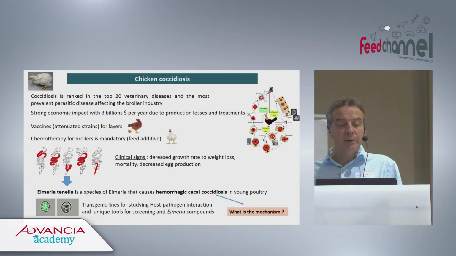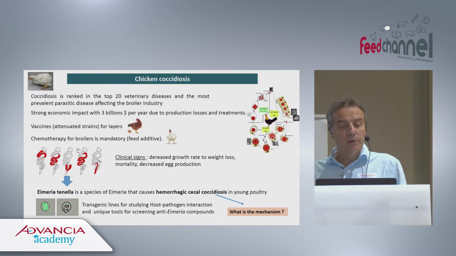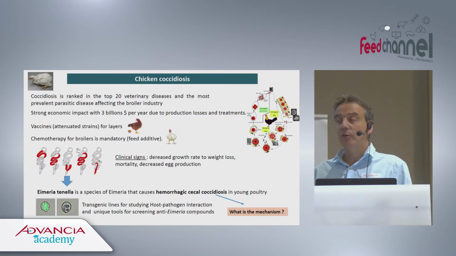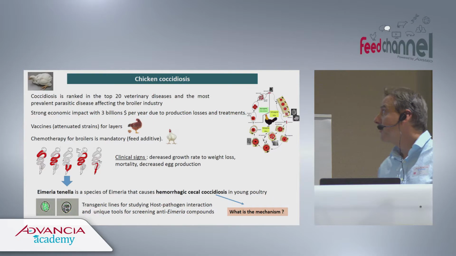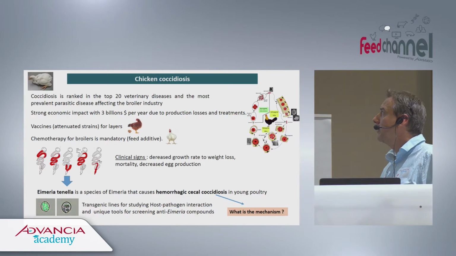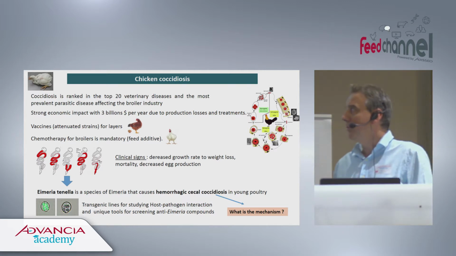We do have a vaccine for layers, but it's a bit costly, and we have chemotherapy also for broilers that is mandatory because the disease is very prevalent. But there's a lot of resistance to all these molecules. So the clinical signs of coccidiosis are decreased growth rate, weight losses, mortality, and decreased egg production.